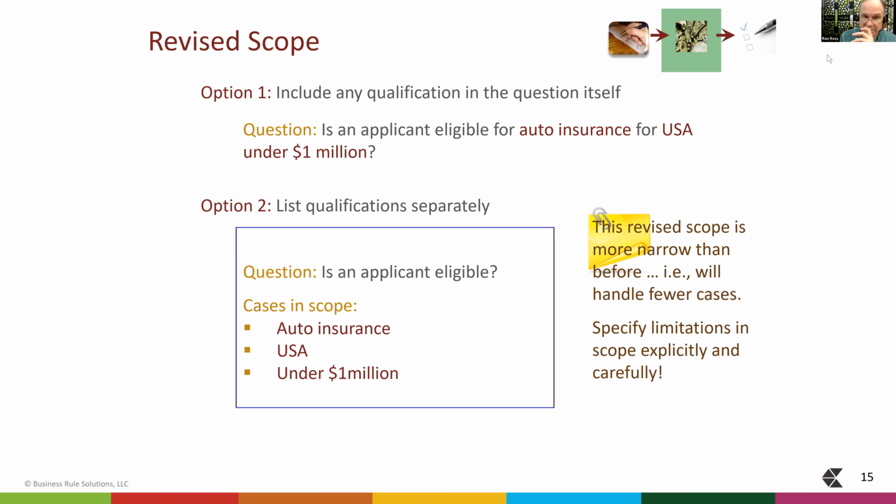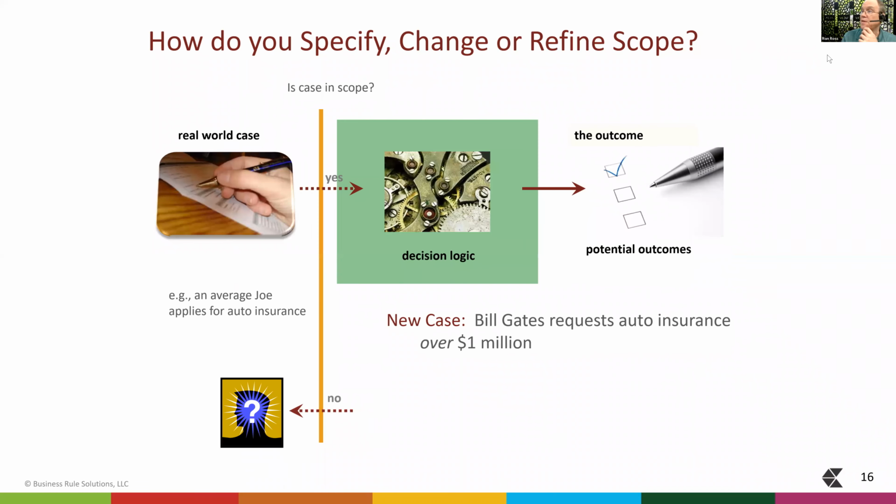But again, you know what's going to happen as we move along in analyzing the decision and evolving the decision table is we're going to come across more cases. And do those cases fall in scope or not? So suppose we bump into Bill Gates, and Bill Gates wants some auto insurance, but it's over $1 million.